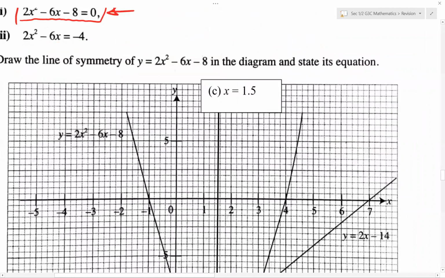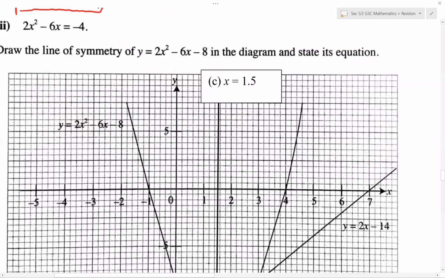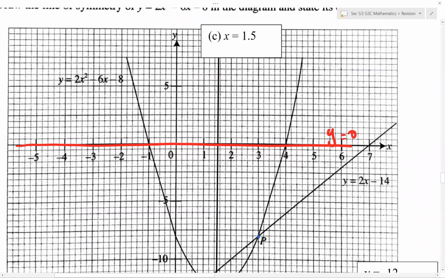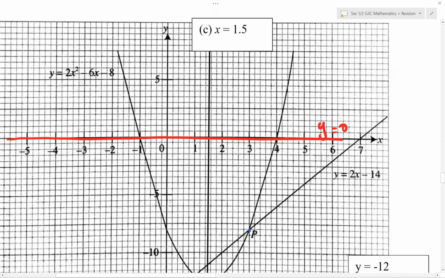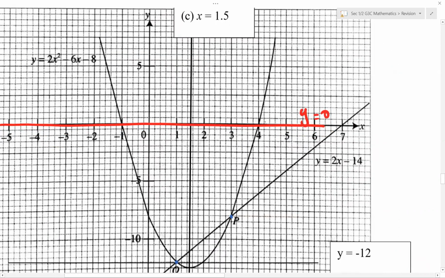This is y equals 0. I am trying to find the points of intersection between y equals 0 as well as the curve. And very obviously, 2 points over here. They are -1 and 4. The solutions are x equals -1, x equals 4.